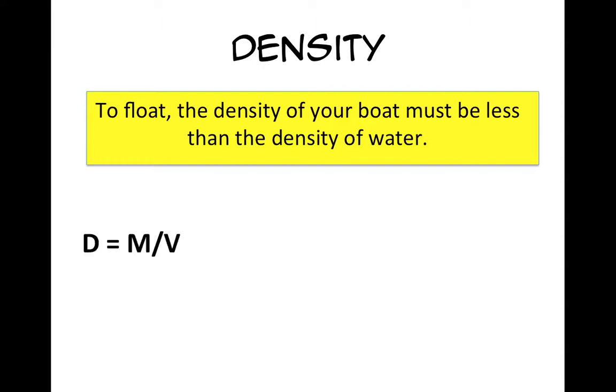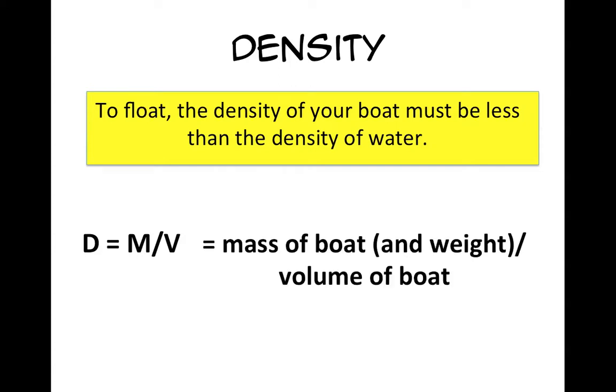And so when you look at your density equation, density will be the mass of your boat divided by the volume of the boat. So it's not the density of the materials so much as the average density of your entire boat. And that's why ships made of metal can still float, even though metal normally does not.